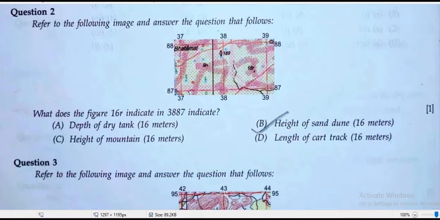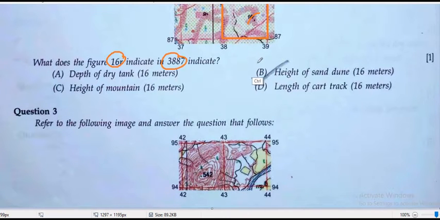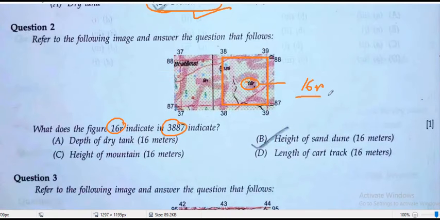The next question, what does figure 16R indicate in 3887? So by 3887 they are showing this grid, and in this grid what type of feature do they indicate by 16R? Here you can see the value 16R. They are showing us the height of sand dunes. Here you can also see 9R, that means the height of the sand dunes here is 9 meter. And these are the sand dunes. So the correct answer is height of sand dune.